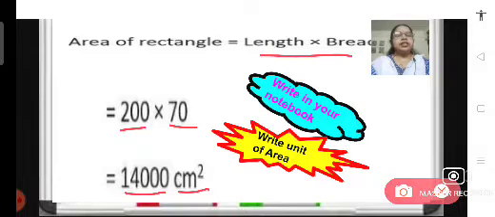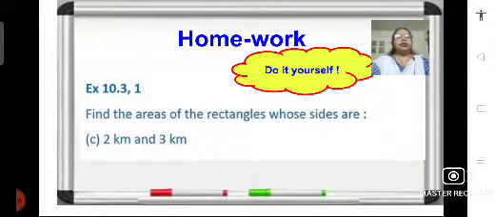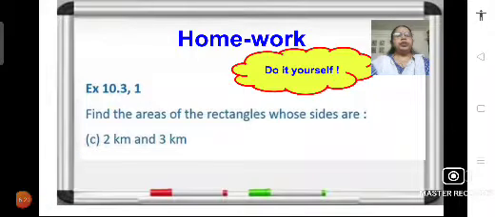You can convert it into meters by dividing 14,000 by 10,000. That will give the area in square meters. So you can do it like that also. Now we have one problem to solve in your homework, that is find the area of the rectangle whose sides are 2 kilometers and 3 kilometers. So you can use the formula that you have learnt, that is the area of rectangle is equal to length into breadth, to solve this problem.